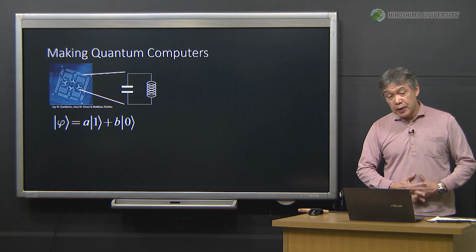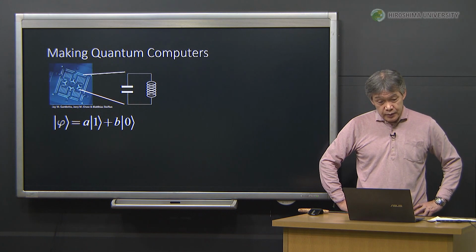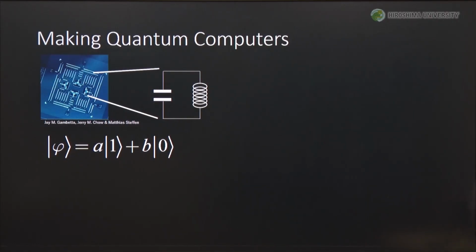Okay, let me talk a little bit about the hardware R&D, how we can make the quantum computers. Even the quantum computers, the most basic circuit is that reactance and conductors. Using this electric circuit, we can realize the qubit, quantum bit, with a 1 and 0. However, the difference from the classical computer is that the signal strength is very small.